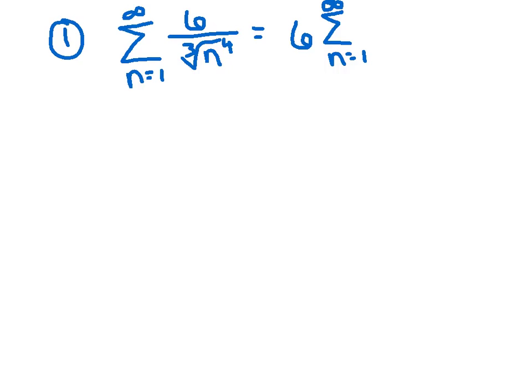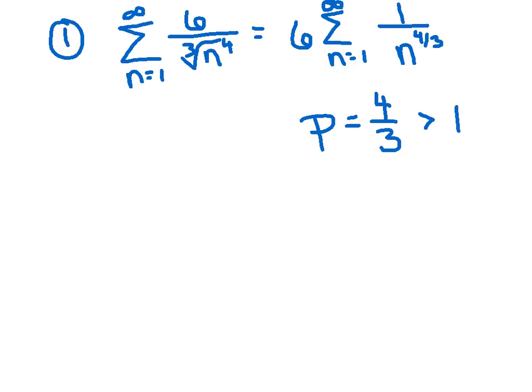It's quite convenient. And 1 over, and I'm going to rewrite the radical with a fractional exponent. I'm going to say n raised to the 4/3 power. So anytime you have n in the denominator and it's being raised to a power, it's a p-series. And we could say, well, the p-value here is 4/3. Okay, and because that's greater than 1, we're going to say that this p-series does indeed converge.